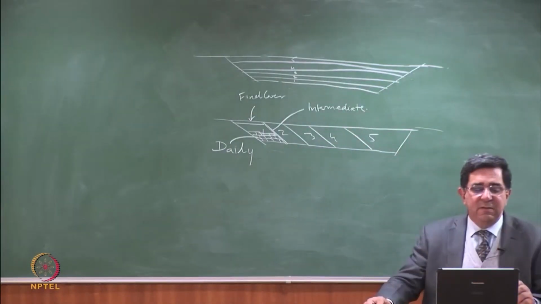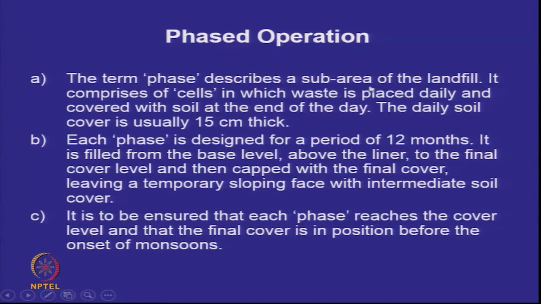So the term phase describes a sub-area of the landfill. It comprises of daily cells and is covered with daily cover. The daily cover is usually 15 centimeters thick. Each phase is designed for a period of 12 months. It is filled from the base level above the liner to the final cover level and then capped with the final cover, leaving a temporary sloping face with intermediate soil cover.